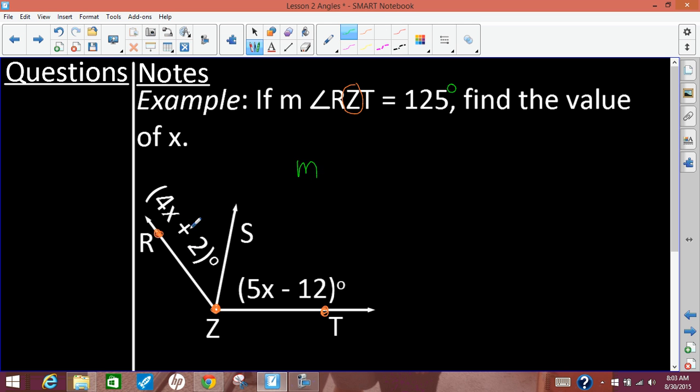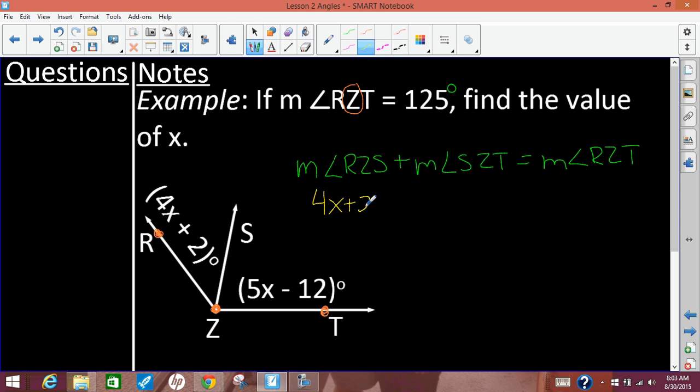So the measure of RZS, if we add it to the measure of SZT, it should equal the measure of RZT. So now we just got to plug in the information we know. RZS is labeled with 4x plus 2 degrees. SZT is labeled with 5x minus 12 degrees. And we're told that RZT is 125 degrees.